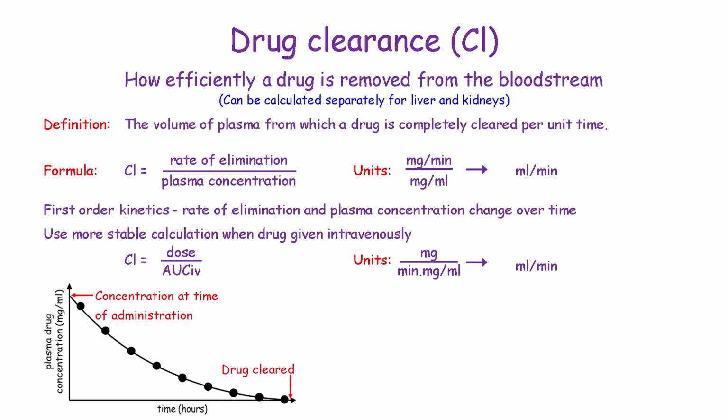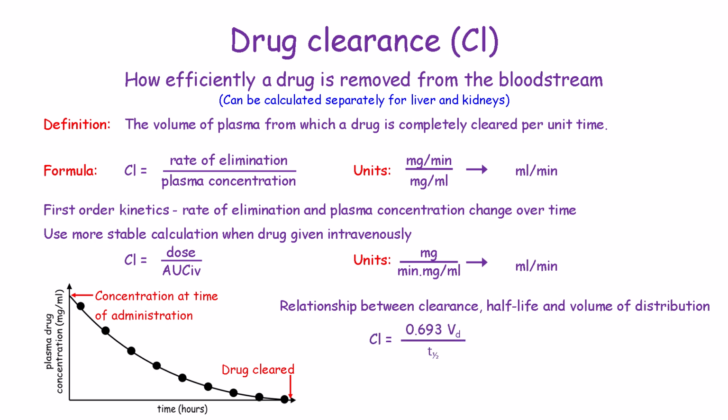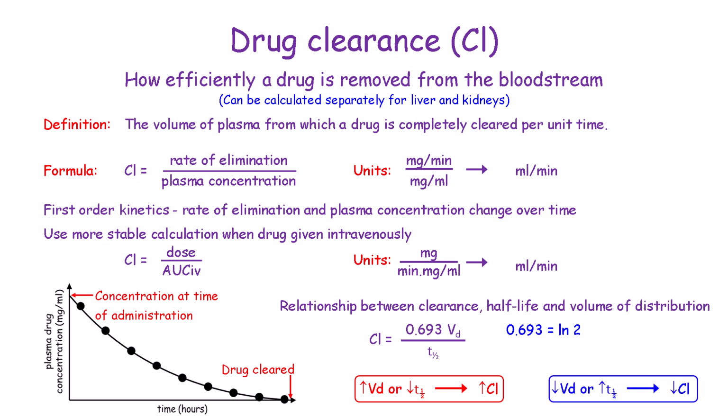The clearance of a drug is influenced by two key parameters: half-life and volume of distribution, linked by the equation clearance equals 0.693 times the volume of distribution divided by the half-life, where 0.693 is the natural log of 2. This tells us that a large volume of distribution, or short half-life, increases clearance. On the other hand, a small volume of distribution, or long half-life, reduces clearance.